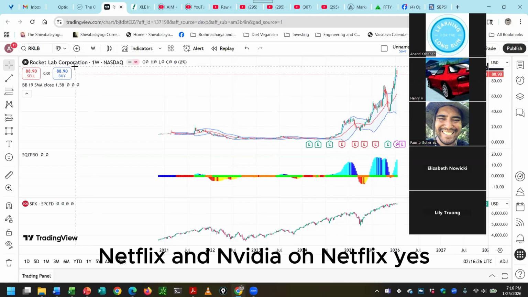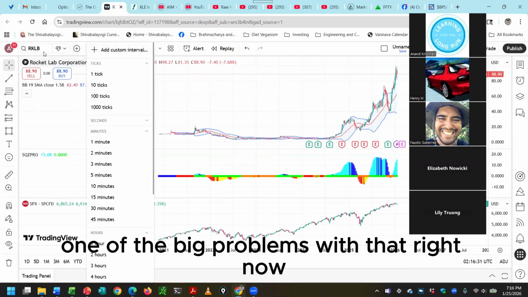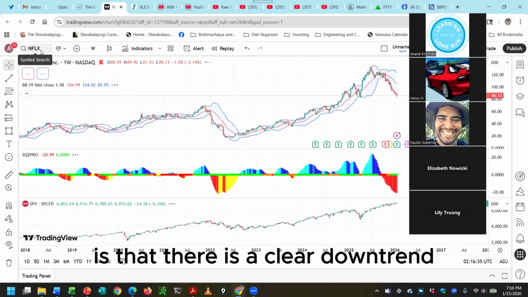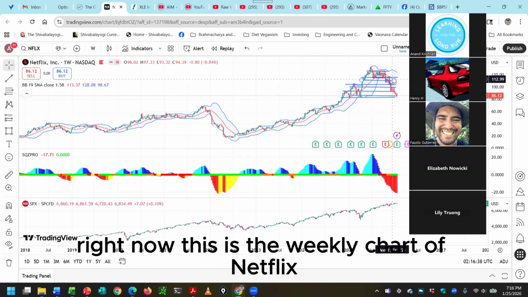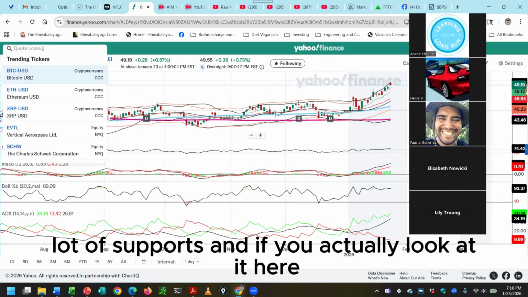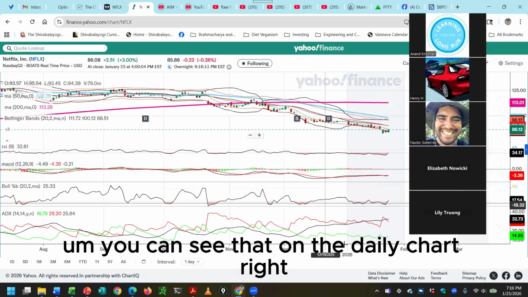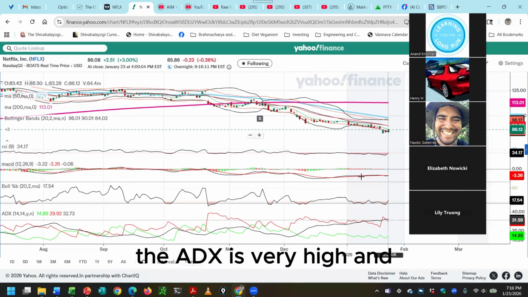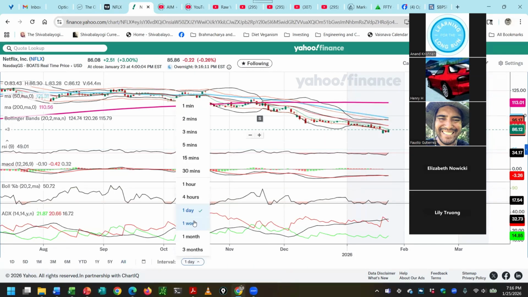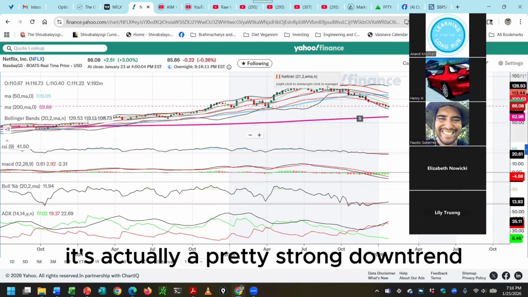Oh, Netflix, yes. If you look at Netflix, one of the big problems with that right now is that there is a clear downtrend. This is the weekly chart of Netflix, and you can see it has broken through a lot of supports. And if you look at it here, you can see that on the daily chart the ADX is very high, and likely on the weekly chart as well. Let me check that, just to confirm. Right, so yeah, you can see it right here. It's actually a pretty strong downtrend.